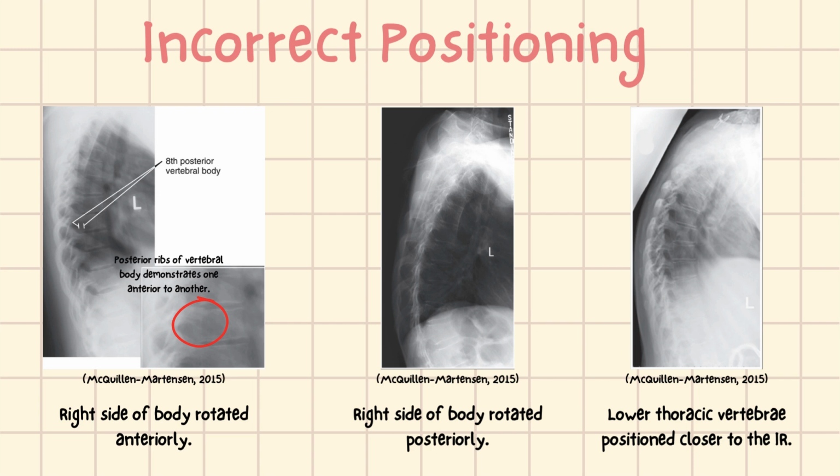These are some of the examples of incorrect positioning of patients. The first diagram shows that the right side of the patient's body was rotated anteriorly. Hence, to improve this, the right side of the patient's body must be rotated posteriorly until the MCP or mid-coronal plane is perpendicular with the IR or image receptor. The second diagram shows that the right side of the body was rotated posteriorly, and to improve this, the right side of the body must be rotated anteriorly until the MCP is perpendicular with the image receptor. The next diagram shows that the projection was taken with the patient's lower thoracic vertebrae positioned closer to the IR than the upper thoracic vertebrae.